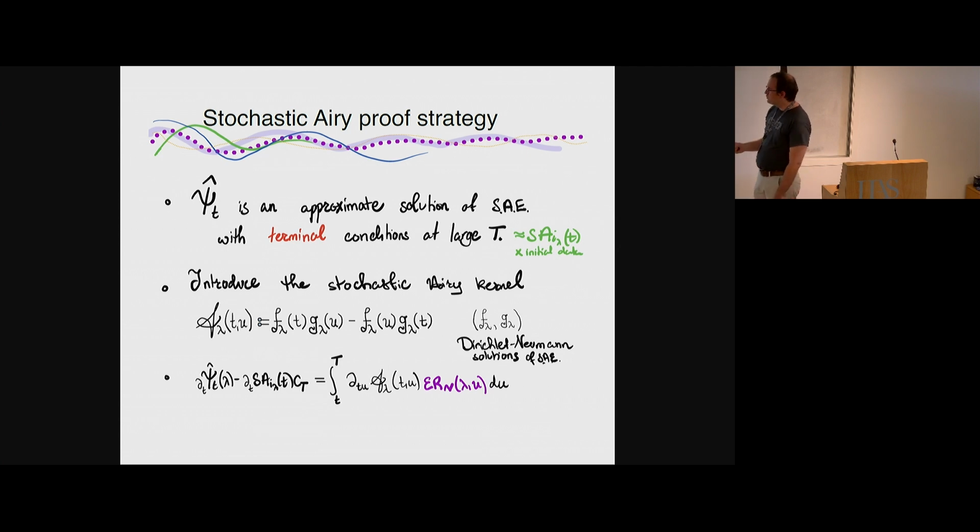Now, if you want to compare this to the actual stochastic Airy function, one approach we use is to make a kernel, a type of solution operator kernel of the second-order differential equation, which is built out of Dirichlet and Neumann solutions of the stochastic Airy equation. So lambda is the spectral parameter, and these are functions of t and u.